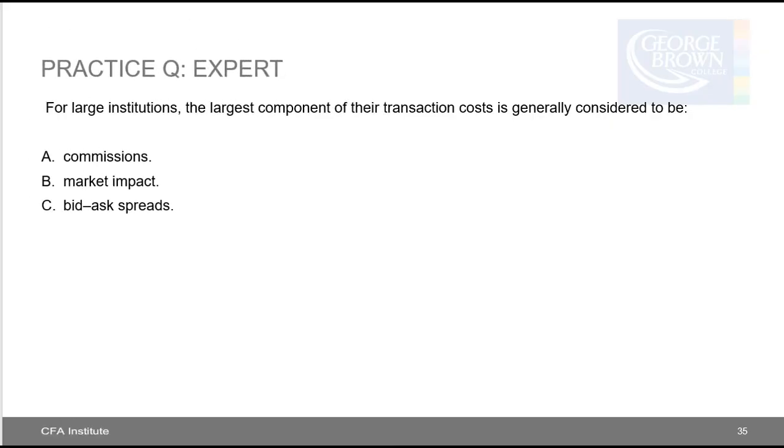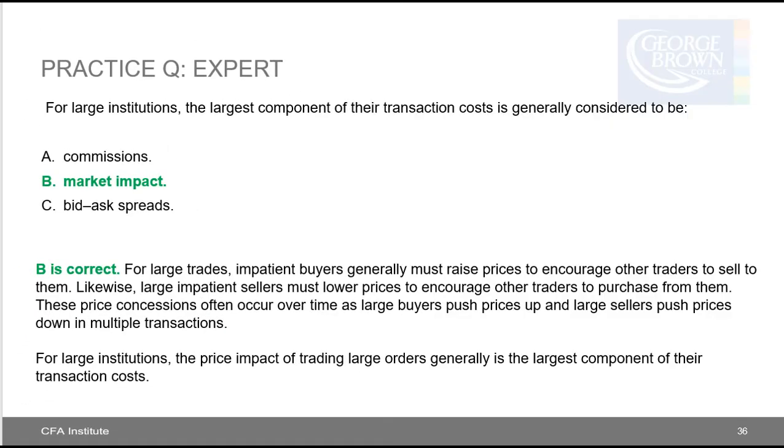So, a quick practice question from the learning ecosystem at the expert level. And you can see this is not too difficult because we've just seen the slide with this information. But if it's some months later after you've read it, you may not be able to recall exactly. Anyhow, the question is, for large institutions, the largest component of their transaction costs is generally considered to be A, commissions, B, market impact, or C, bid-ask spreads. So the correct answer is B. Recall, for large institutions, the largest component of their transaction costs is considered B, the market impact.